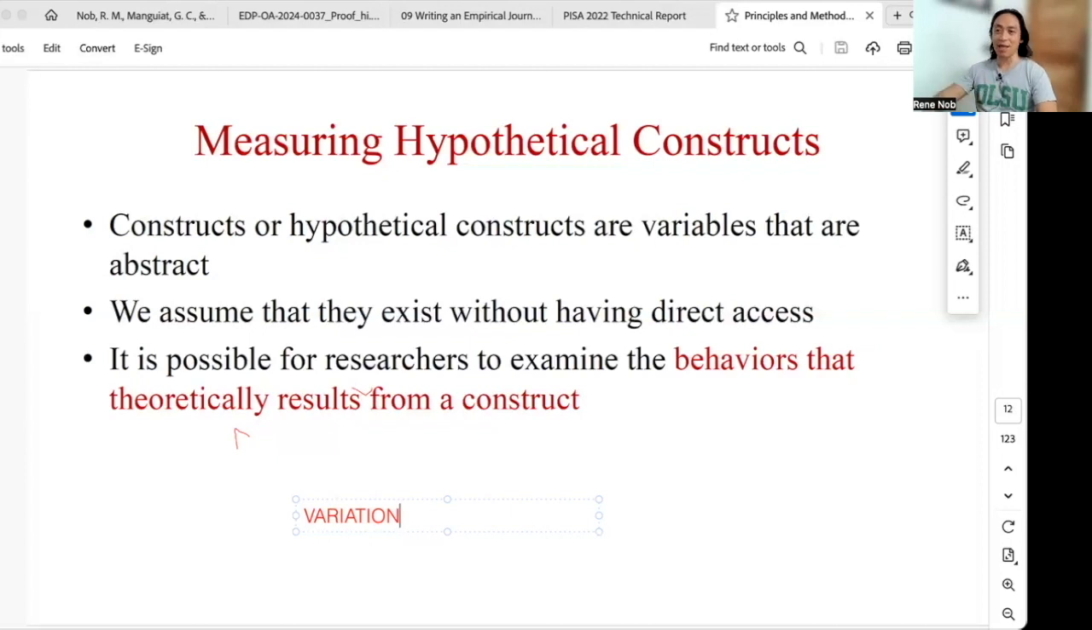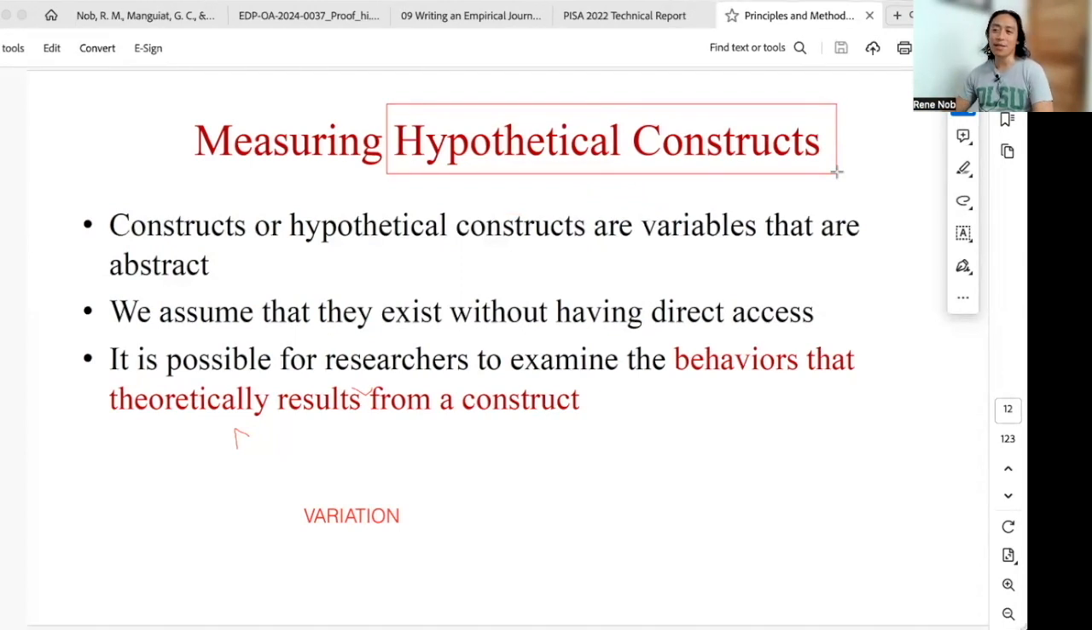And that thing is the hypothetical construct. What's that hypothetical construct? Well, we label it. We label it as intelligence.